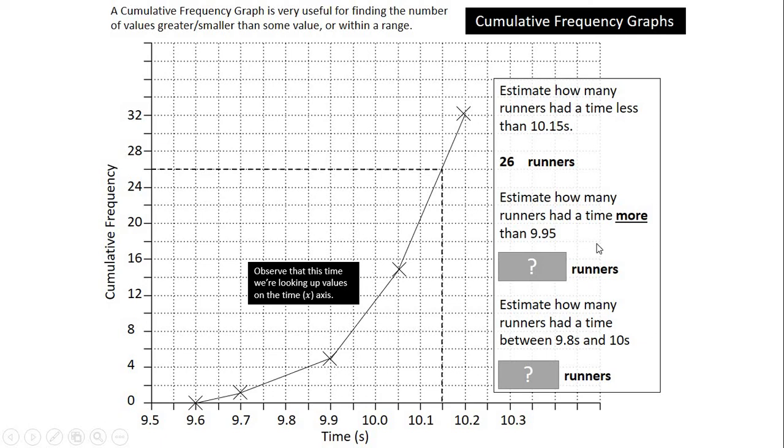Next one, estimate how many runners had a time more than 9.95. So this time we're going to go to 9.95 and read across. Really important, this question, as it says more than. Because when we read off from 9.95, yes, that is 8 runners, but we wanted more than. So we have to subtract this from the 32. So 24 runners had a time more than 9.95. 8 runners had a time less than. Last one, estimate how many runners had a time between 9.8 seconds and 10 seconds. So this would require us reading the values off for 9.8 and for 10. And you should find that they're 11 subtract 3, which gives us 8 runners.